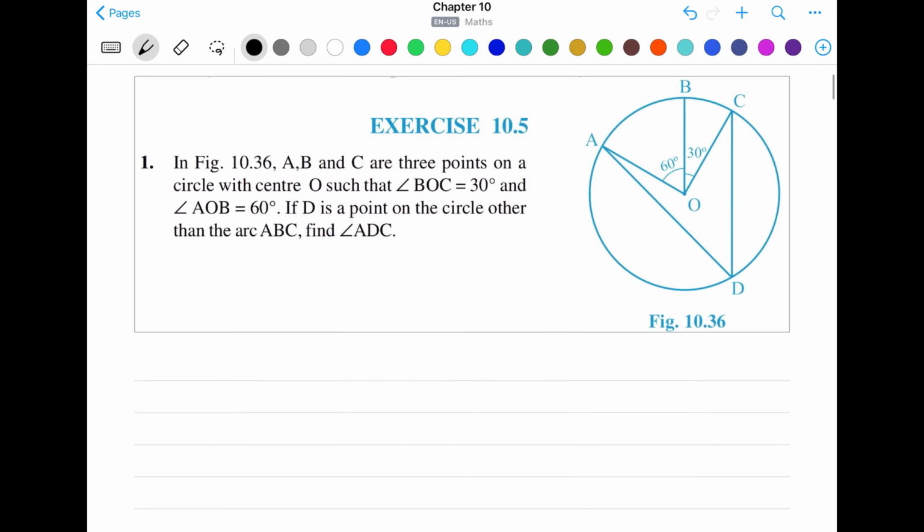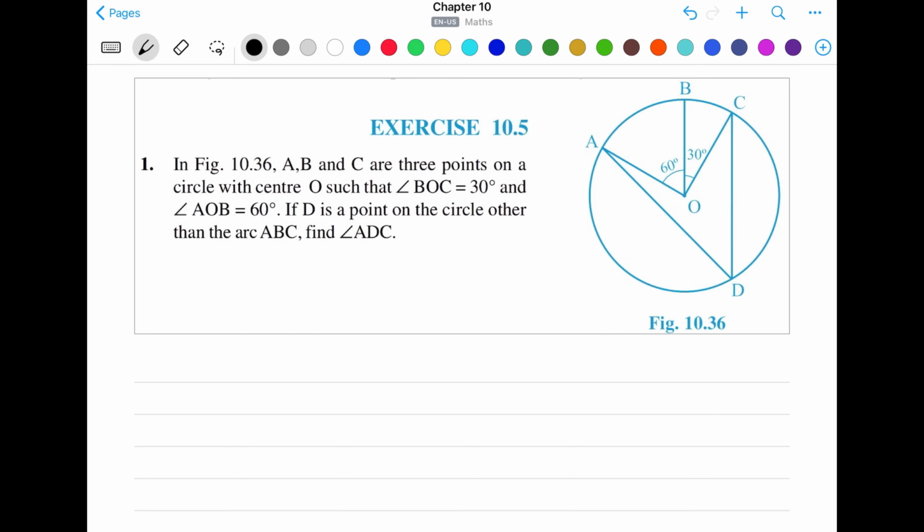The question number 1 of exercise 10.5 is, in figure 10.63, A, B and C are the 3 points on the circle with center O. So we are given 3 points A, B and C on a circle with center O, such that angle BOC is 30 degrees. So this angle BOC is given as 30 degrees, and also angle AOB is given as 60 degrees, which is here. What we have to do now is, if D is a point on the circle other than arc ABC, so we have another point on the circle which is D, we have to find the value of angle ADC, that means this angle.